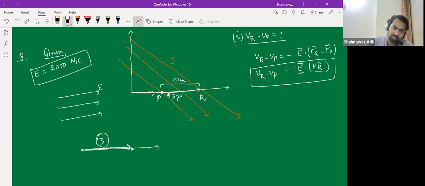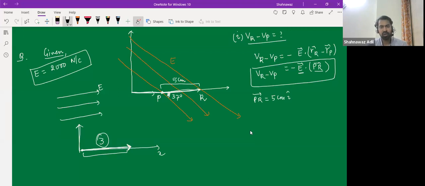What would be this vector? The magnitude is 3, and this is in the x direction. So what would be this vector? Yes, 3i, right? So again, see here, PR vector is in the x direction and its magnitude is 5 centimeter. So what would be PR vector? 5 centimeter i hat. Is this clear to you guys?